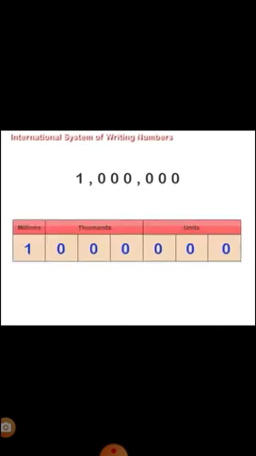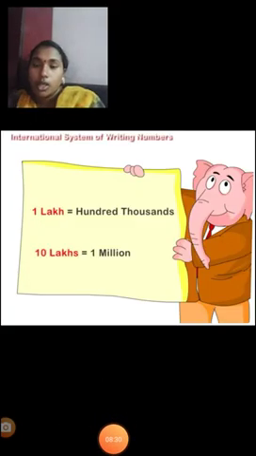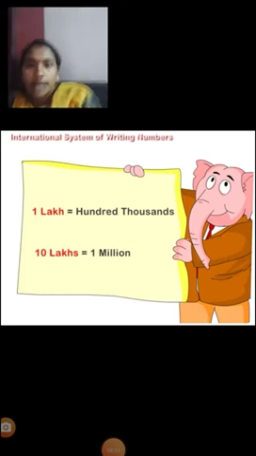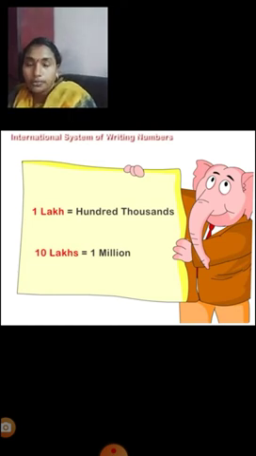The first 3 digits from the extreme right make the units period, the next 3 digits make the thousands period, and the next period makes the millions period. For example, 93,40,596. So here 1 lakh is equal to 100,000, and 10 lakh is equal to 1 million.